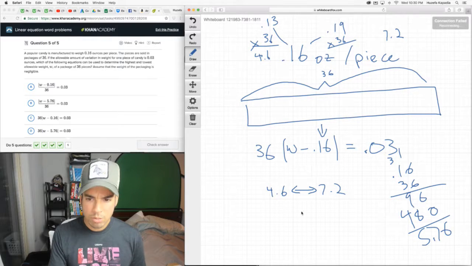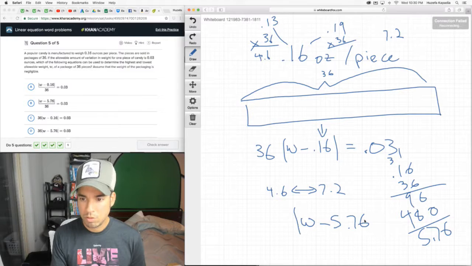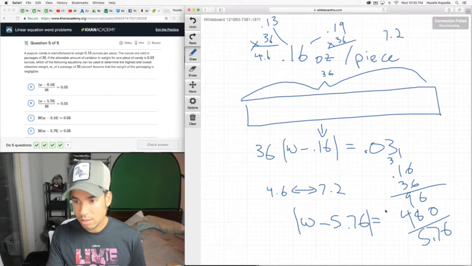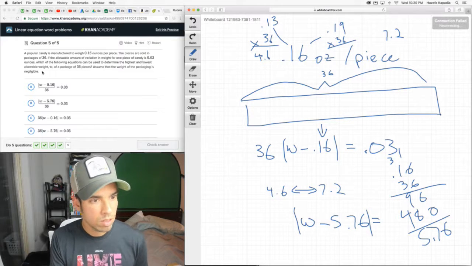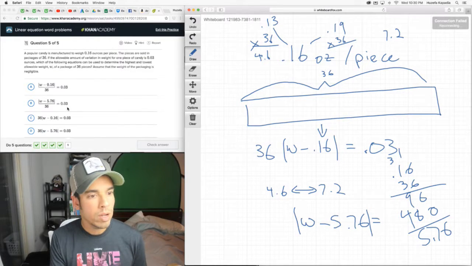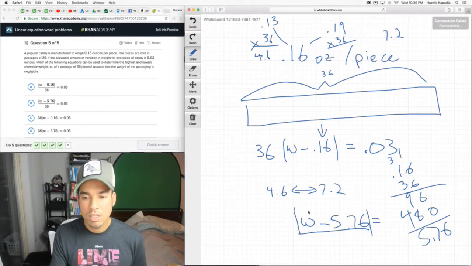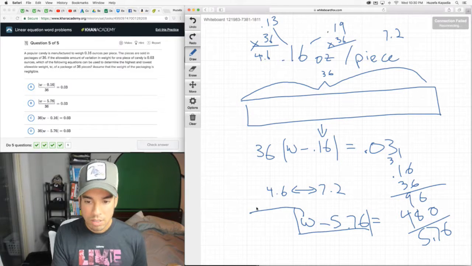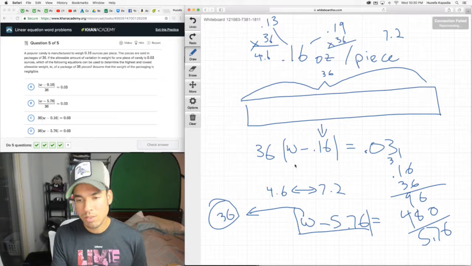So now let me logically process this again. So we have W minus, this is the mean, or the general weight. Again, this difference will still be 0.03. Allowable weight W of a package, oh, wait a minute. For W minus 5.76, this is the difference of the weight, and then we have to divide it by 36. You know what? I completely misread this. This is a hard problem. This is the weight of the full 36 package, right? So I was thinking it was the weight of an individual candy.